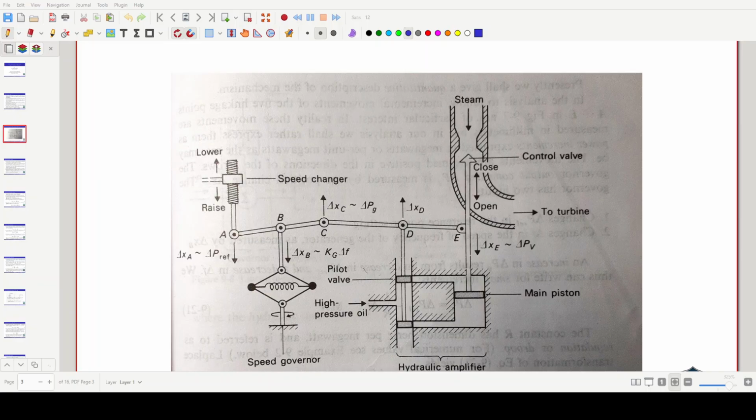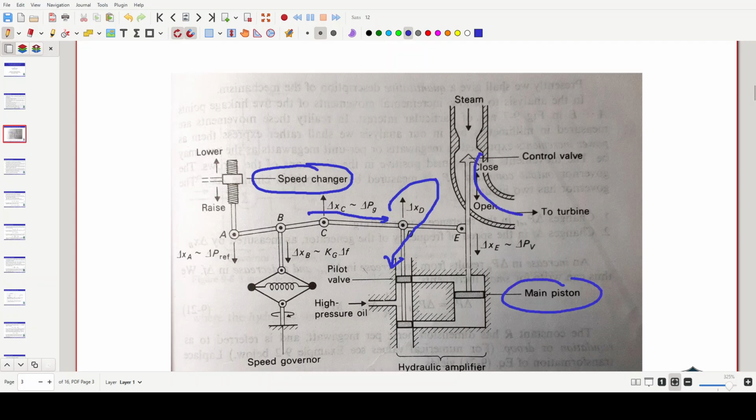Okay, so as we were discussing, by seeing the speed change, this linkage mechanism will transfer the signal to this hydraulic amplifier, where this main piston will flow to open or close this gate, which will provide steam flow to the turbine.